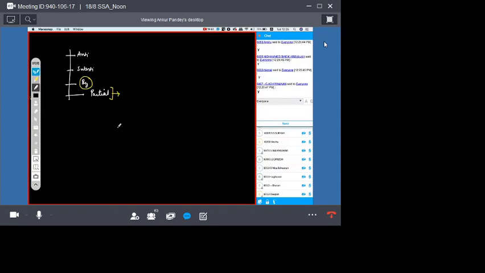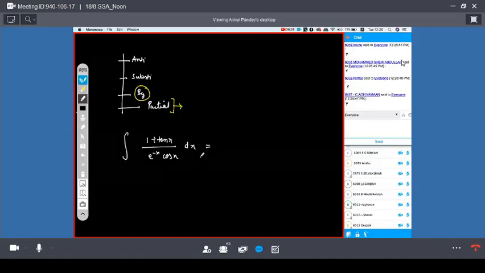E to the power minus x cos x. Quickly. Integration of 1 plus tan x whole divided by e to the power minus x cos x. Easy, e to the power x sec x.